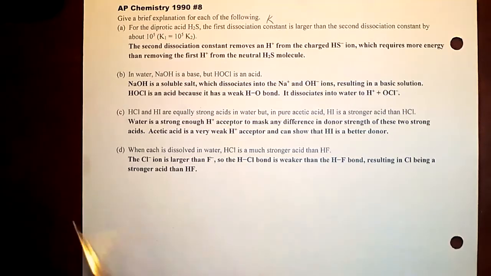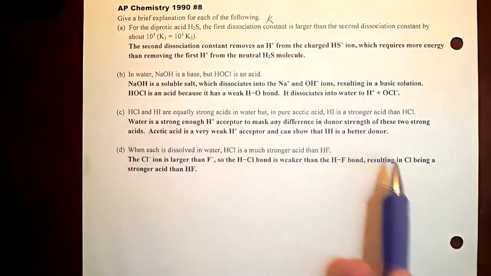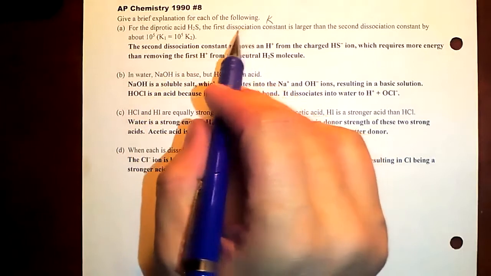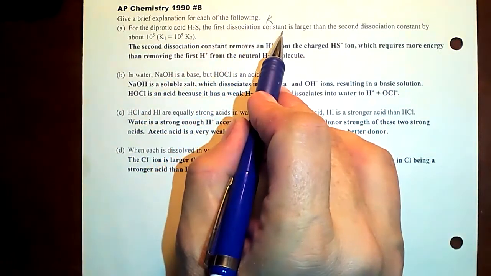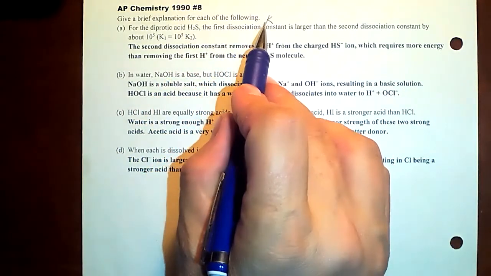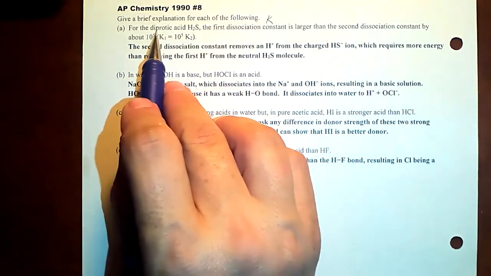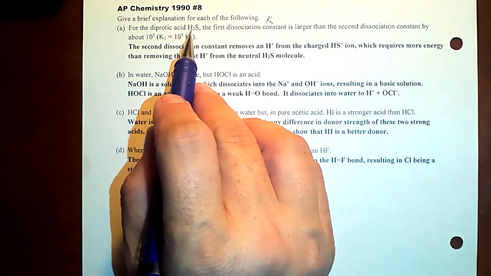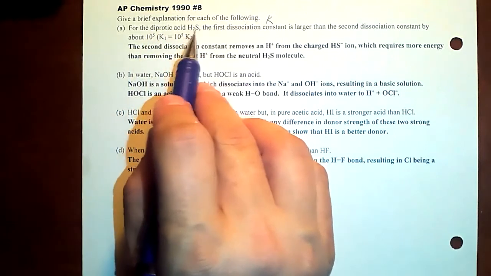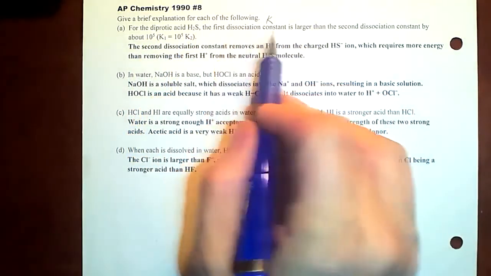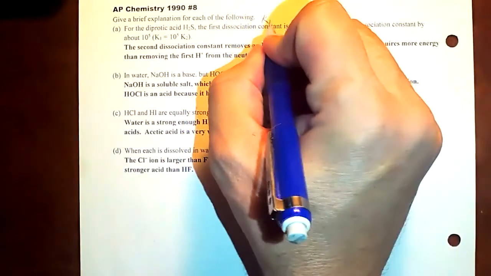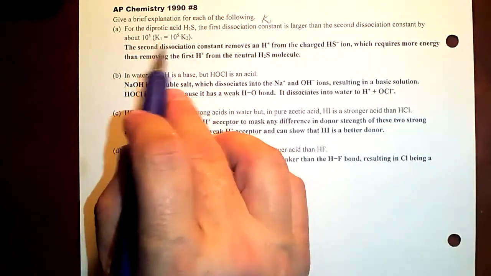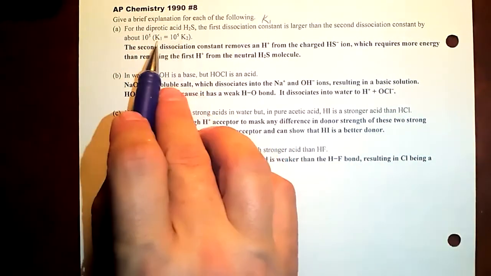I'll point out that this is from 1990 and they don't really ask these long-winded explanation questions anymore, but it's good practice. So first of all, dissociation constant is usually their phrase for K, and we've got to know that right off. A diprotic just means it has 2 protons, 2 H's, not really important exactly. You could skip that if you had to. So for hydrosulfuric acid, the first K, so K1, is larger than the second by about 10 to the 5th, and then they tell you, look, this is much larger than that.